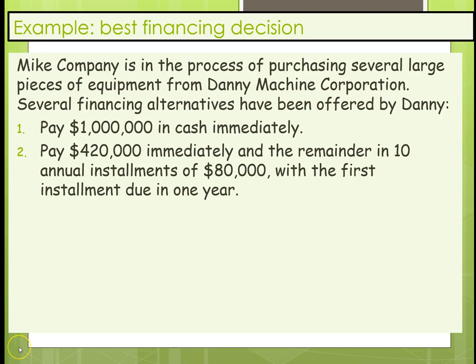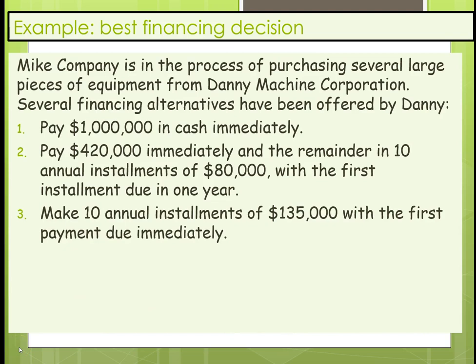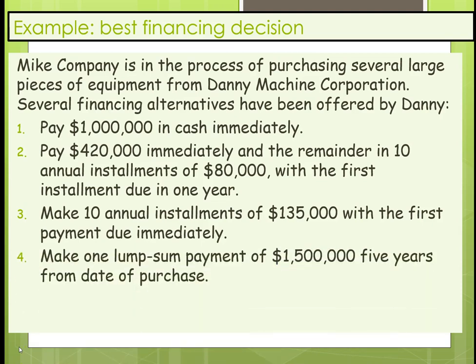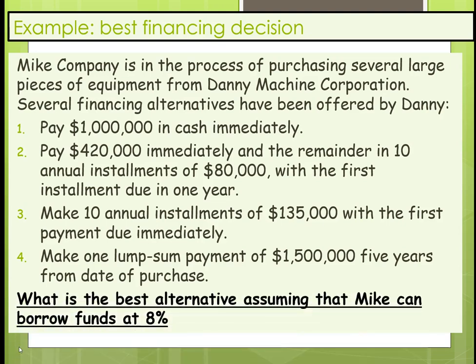a year. And the third is that they're going to make 10 annual installments of $135,000 with the first payment due immediately. And then the last option is make one lump sum payment of $1.5 million 5 years from the date of the purchase. So what we're going to do is, if we assume that they can borrow the funds at 8%, how do we turn all of these into today's dollars.